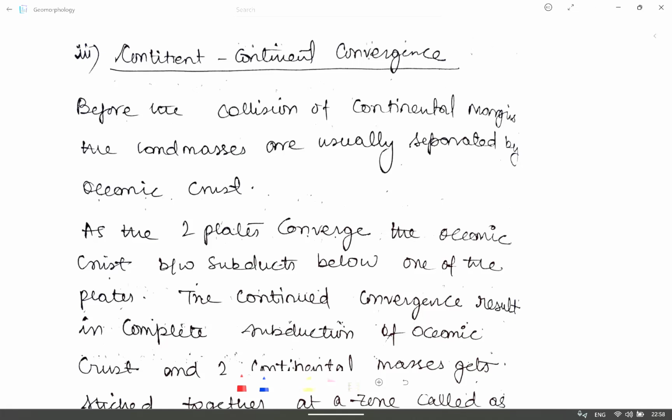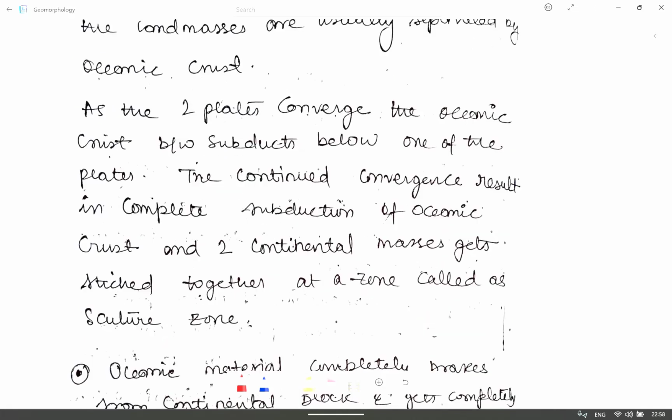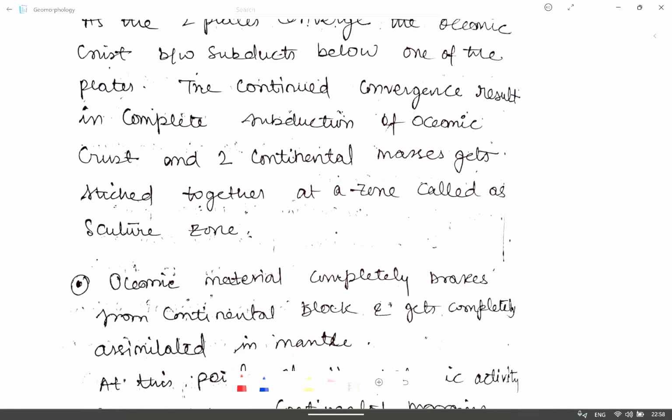Now that oceanic crust will start to subduct. Now, at the end of the subduction, there will be two continental crust which will be left. So, as the two plates converge, the oceanic crust will subduct below one of the plates. The continued convergence, it will result into complete subduction and masses get stitched together at a place called the suture zone.